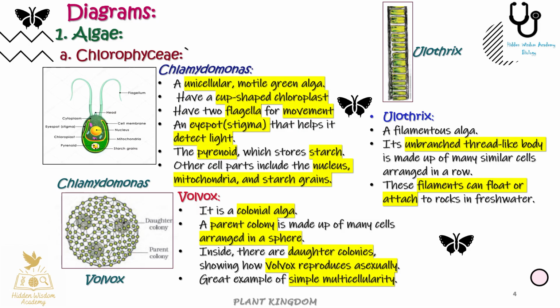Lastly, we have Ulothrix, a filamentous alga. The diagram shows its unbranched thread-like body made up of many similar cells arranged in a row. These filaments can float or attach to rocks in freshwater. These examples from Chlorophyceae highlight the diversity in form, from unicellular to colonial and filamentous algae, all playing a key role in aquatic ecosystems.